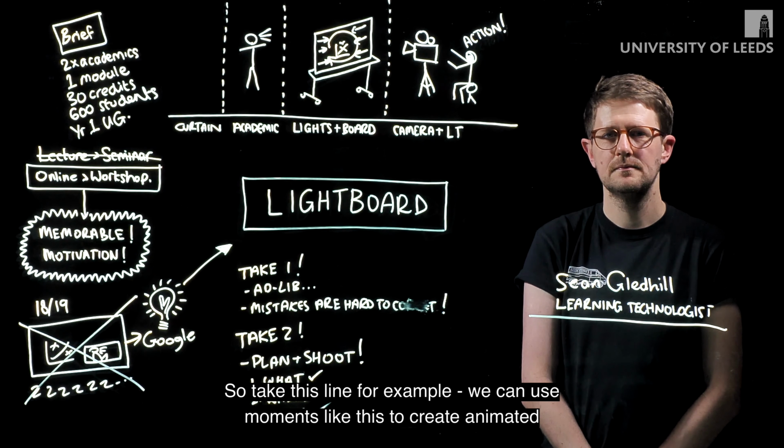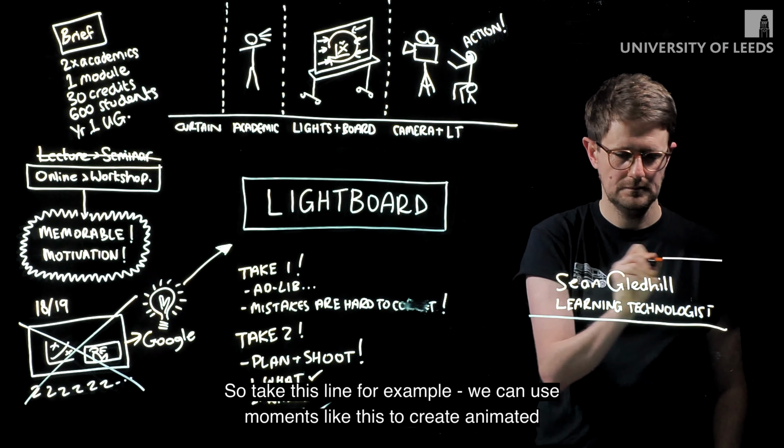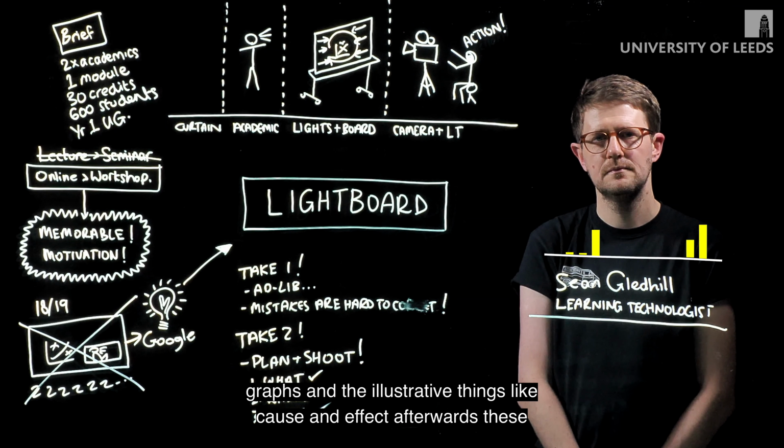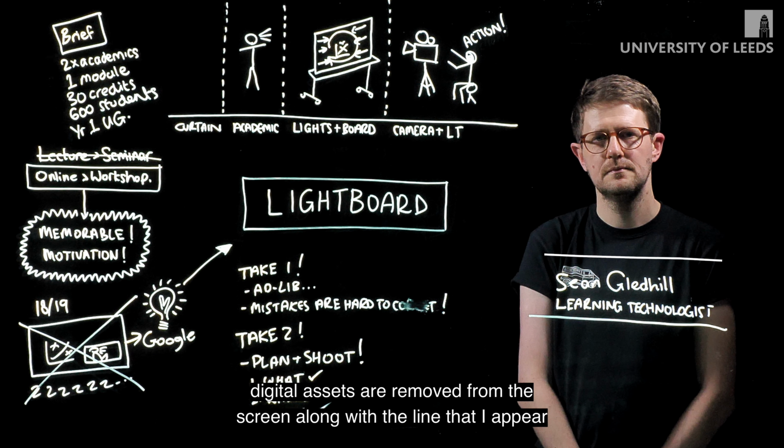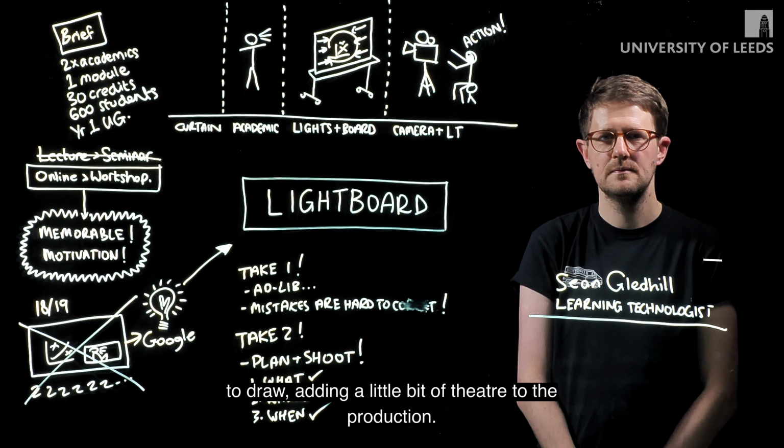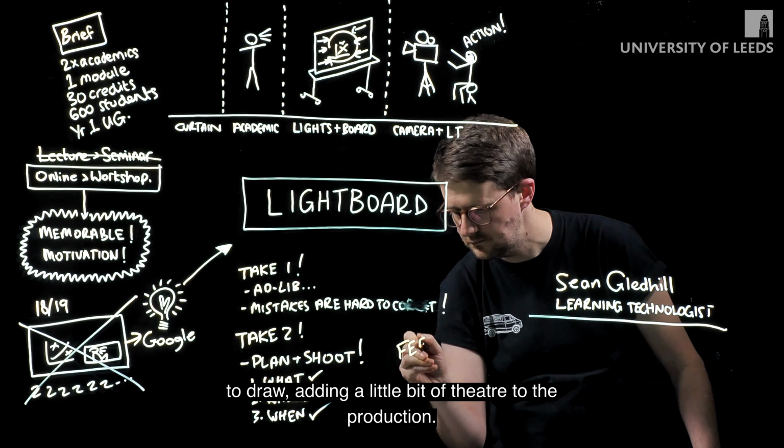So take this line, for example. We can use moments like this to create animated graphs and illustrate things like cause and effect. Afterwards, these digital assets are removed from the screen along with the line that I appeared to draw, adding a little bit of theatre to the production.